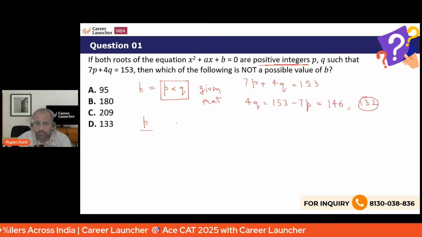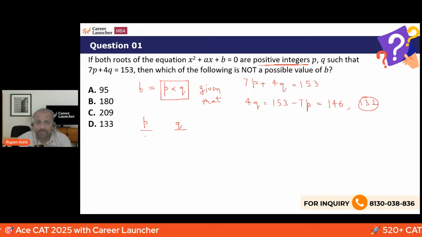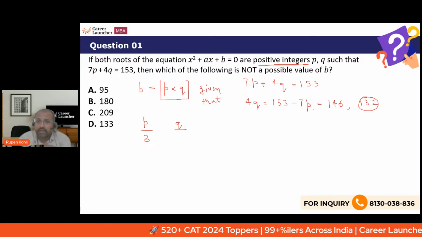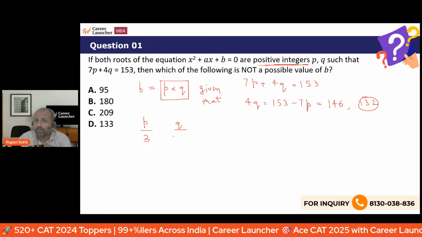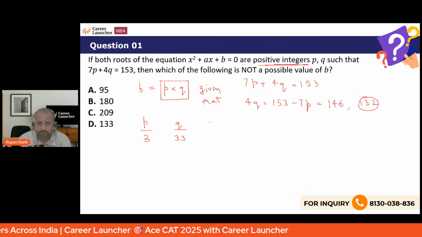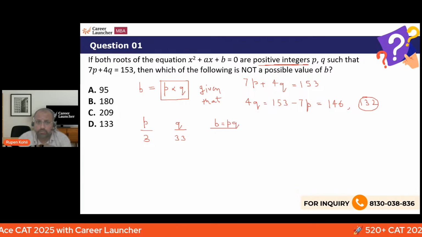So what is the value of P and Q that we have obtained over here? Can I say if we have put P equal to 3, because we subtracted 7 thrice, 153 minus 21 is basically 132. And when 132 is 4Q, so what is Q? 132 by 4, which is 33. In that case, what is the value of B, which is as good as P into Q? 3 into 33 is 99.